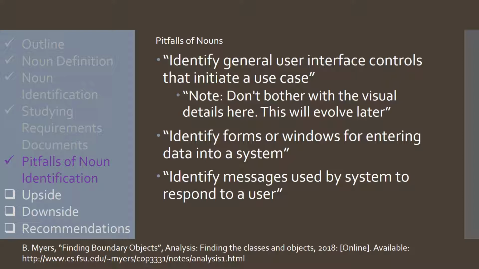Next, identify forms or windows for entering data into the system. So any physical user properties or visuals that will prompt the user visually on the display. Next, identify messages used by the system to respond to the user. So any prompts, any context menus, stuff like that.